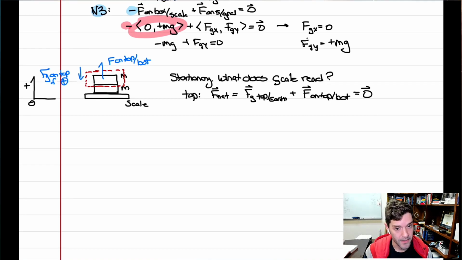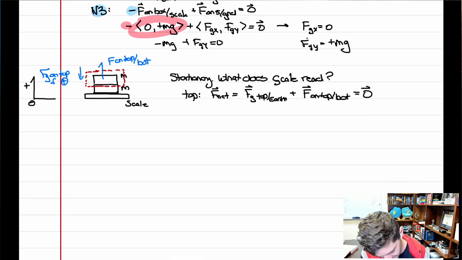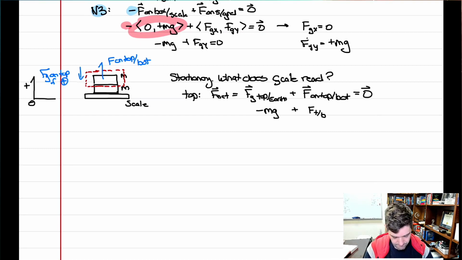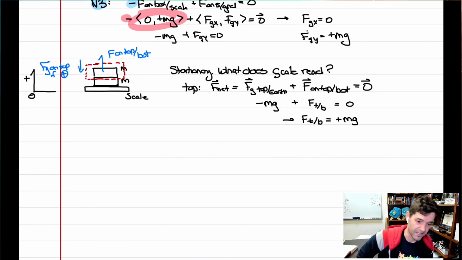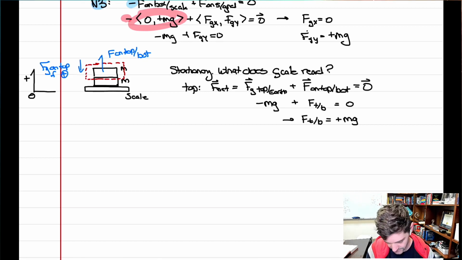And again, knowing that I expect there to not be a horizontal component, I can just write these as scalars. I know that this is going to be negative mg, and I don't know what this is going to be, so I'll write it as a generic F t/b. That's going to equal 0. So that suggests that the force on the top box from the bottom box is positive mg in the vertical direction. And that makes sense as I've drawn it, right? They better cancel each other out.